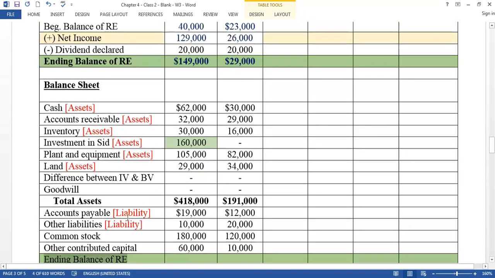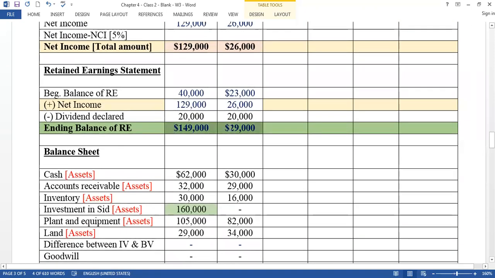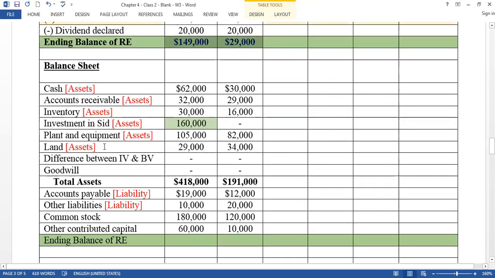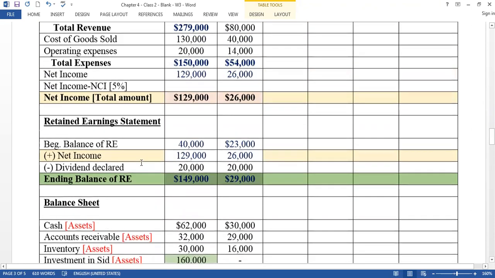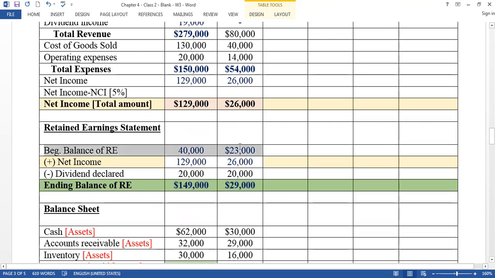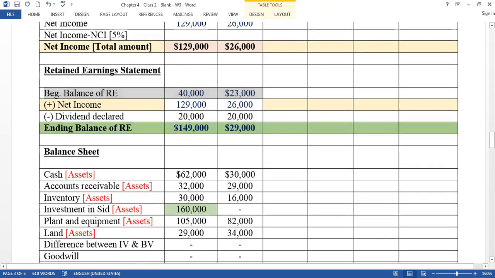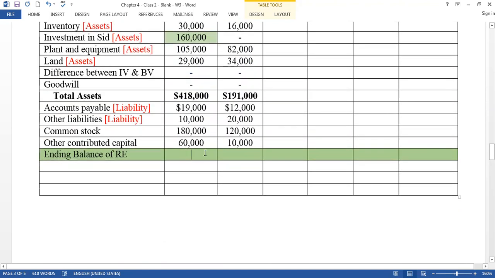And we already have this ending balance. Do you understand? We already have the ending balance of retained earnings. You know that balance sheet. So we have two retained earnings. One is beginning retained earnings, given in the trial balance, right? But we calculate ending retained earnings. And this ending retained earnings should go where? Under balance sheet.